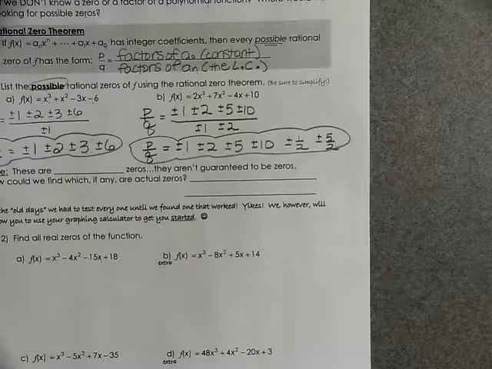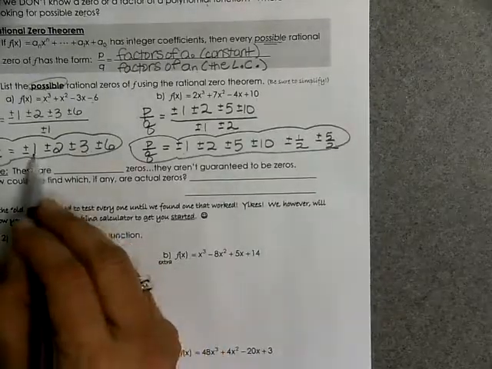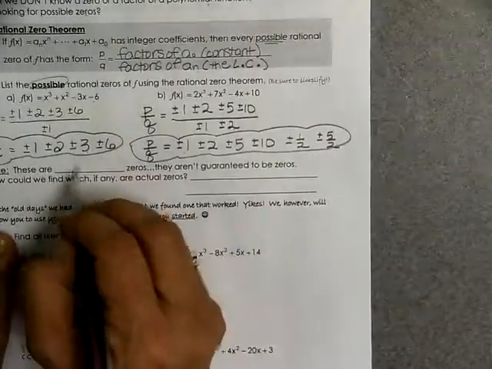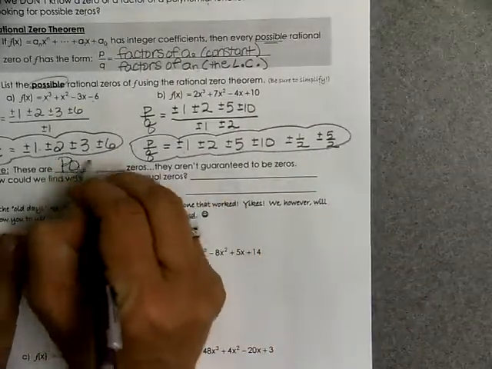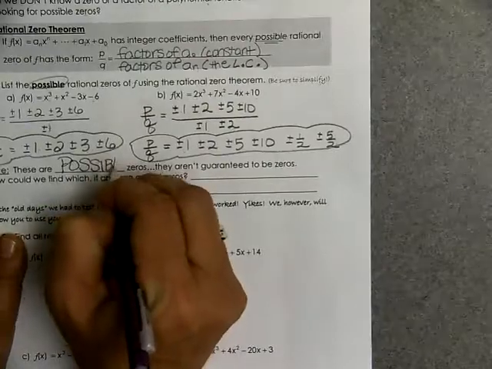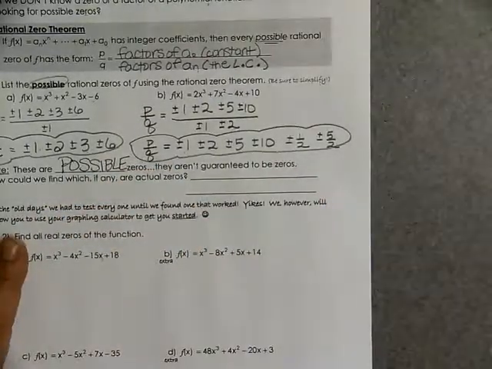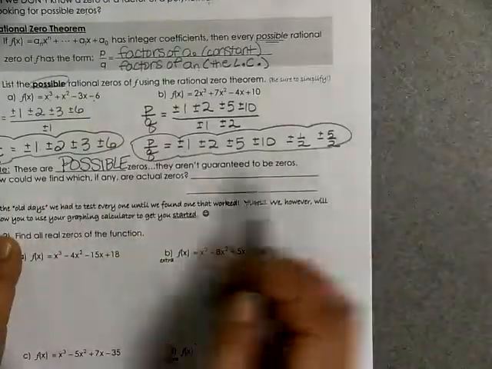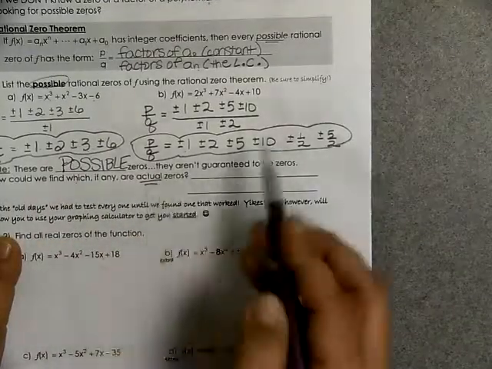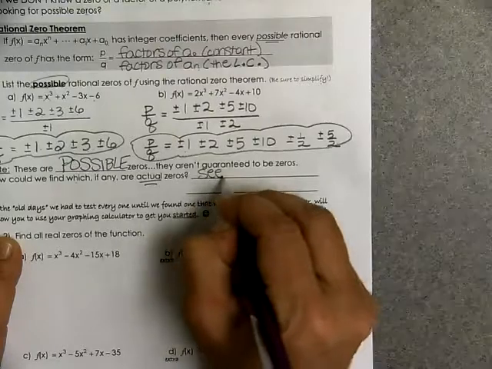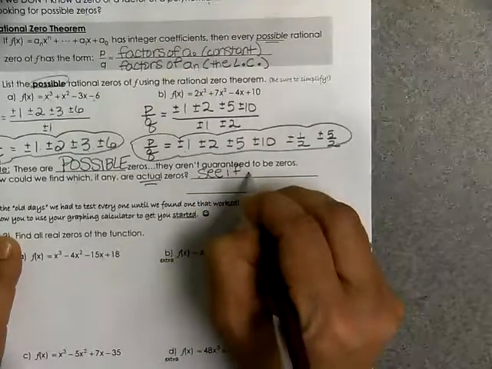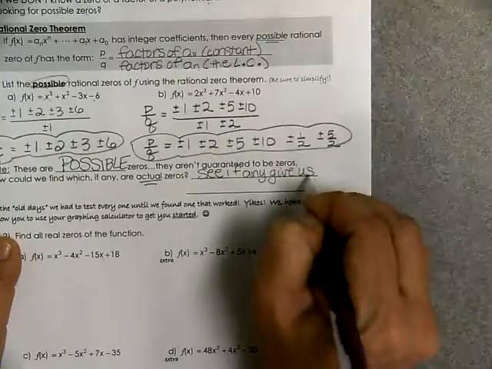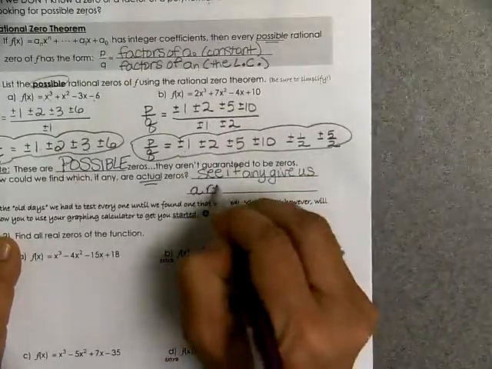One thing to remember is that these are not guaranteed to be zeros. These are not guaranteed to give us a remainder of 0. These are just possible zeros. So how could we find which, if any, of these are actual zeros? Well, just like we saw, we could see if any give us a remainder of 0.